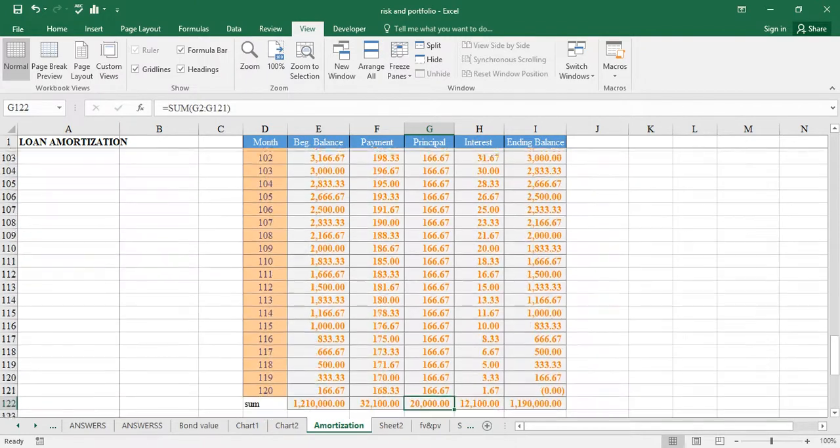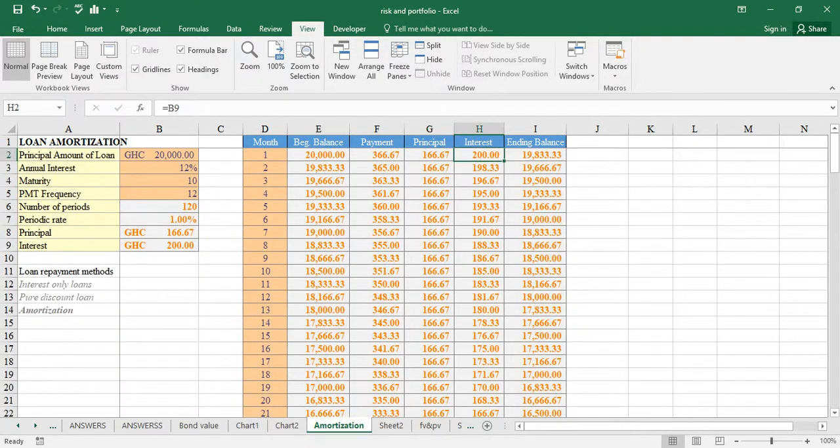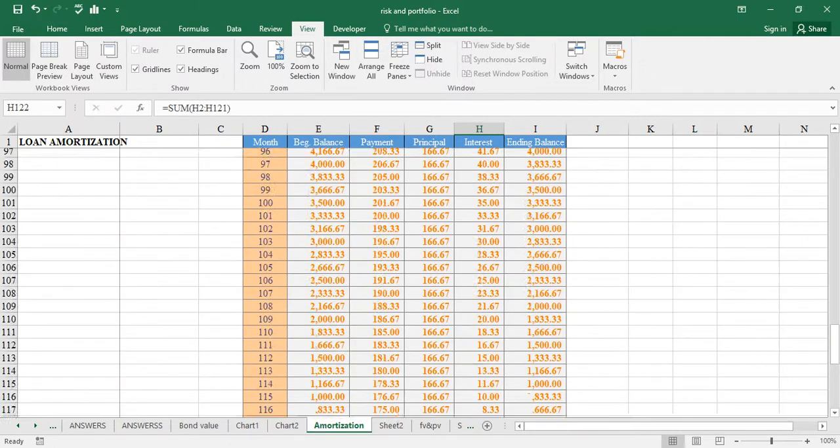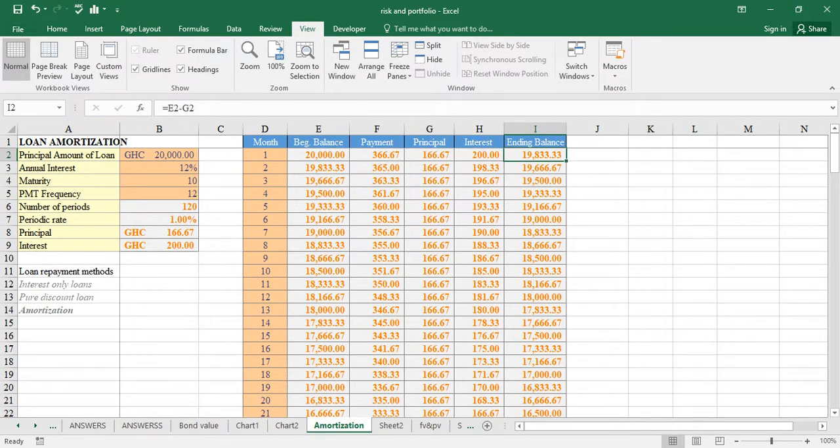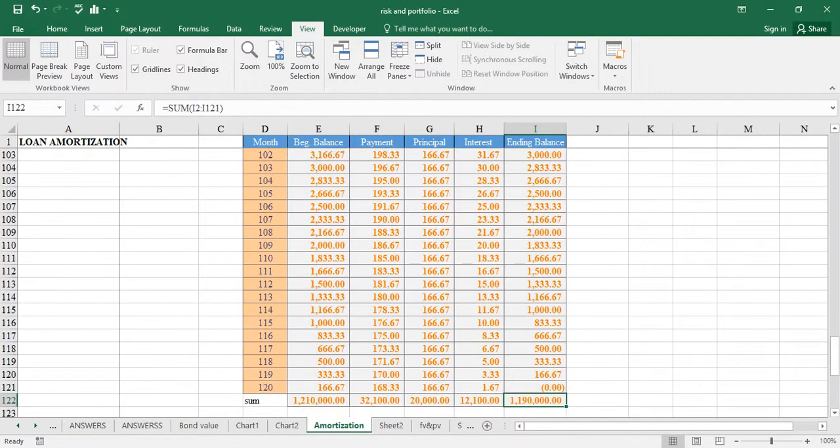The principal here, it is what? Fixed. All right. Now let's look at the interest component. The interest component is also declining from 200 to 190, 180, 170. All right, to the last one, that is the last period, which is 1.67 pesos. All right, let's look at the ending balance as well. So it keeps reducing over time to the last period, where we have 0.00, meaning that we've been able to finish repaying our loans.